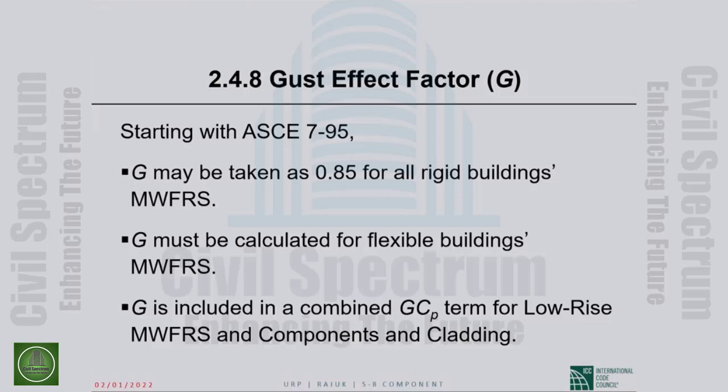So keep that in mind. Okay. G is included in it. So for low-rise flexible buildings, and I will define flexible buildings, I'll define low-rise, there is a slightly different or specialized design approach. And in that, G and C sub P are lumped together and given to us in a lumped together fashion. We do not have separate G and C sub P values given.